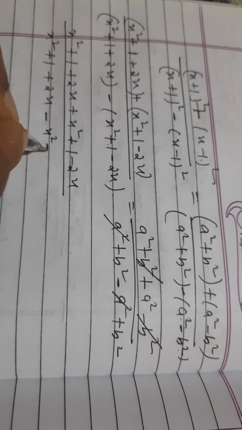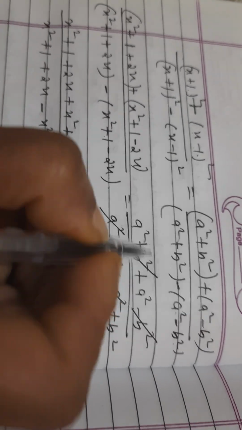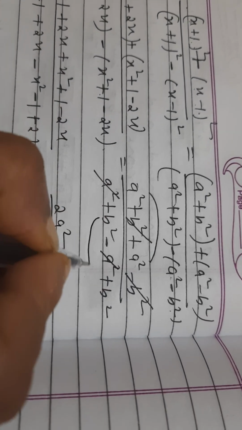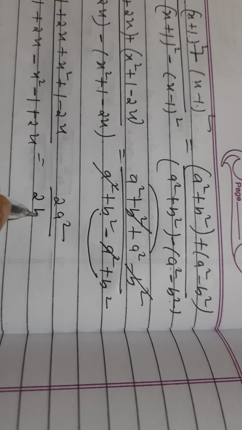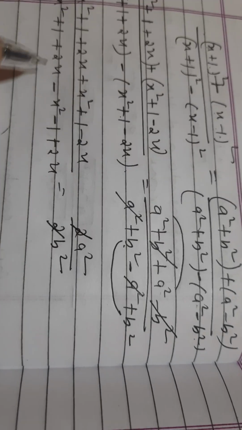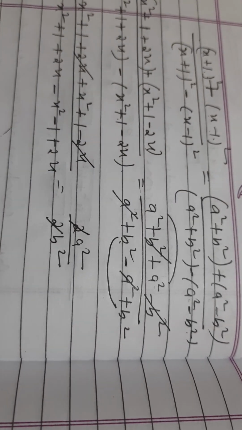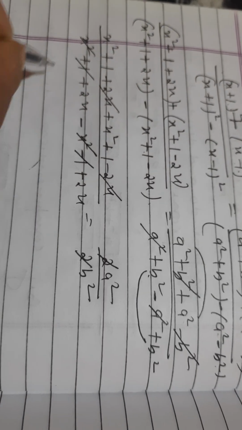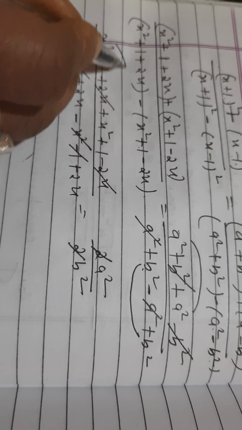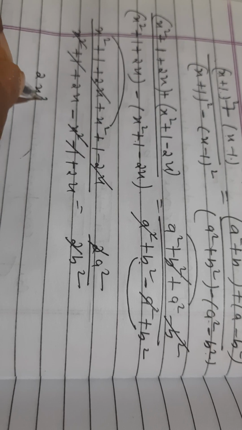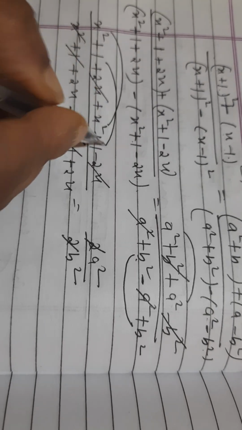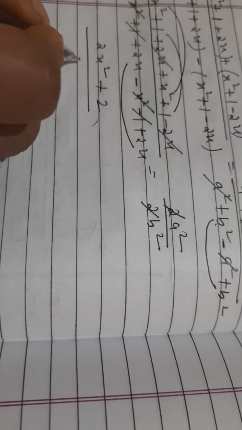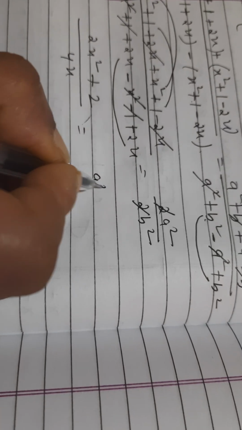Minus x square minus 1 plus 2x, it is equal to this a square, these are like terms, you can add 2a square. These are like terms, you can add b square, that is 2b square, this 2 cancels this 2, right? And here 2x minus 2x and x square minus x square plus 1 minus 1, this x square, these are like terms, you can add 2x square plus 1 plus 1, that is 2 upon 2x, these are like terms. You can add this 4x, it is equal to a square upon b square.